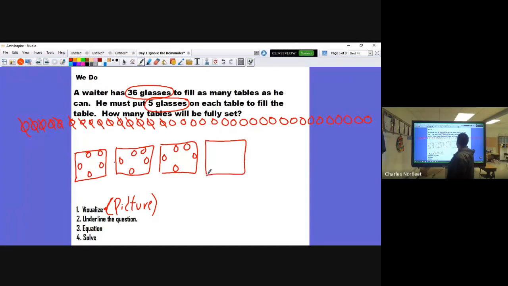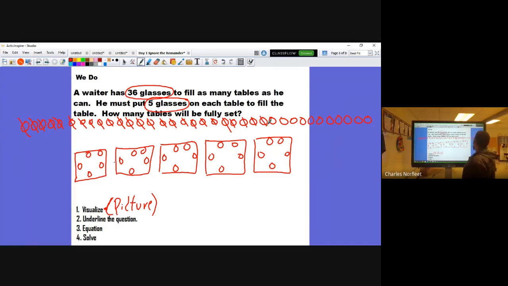We're going to draw another table with 5 glasses. 1, 2, 3, 4, 5. Then we're going to draw another table. And we're going to keep drawing tables, guys, until we don't have any more glasses, or until we don't have enough glasses to fill a table.